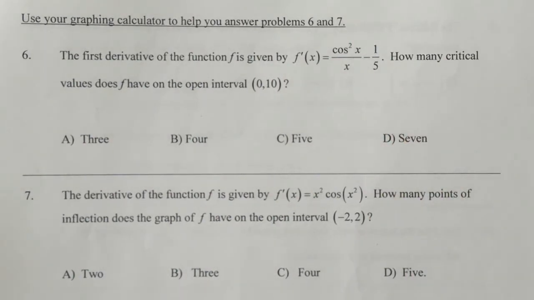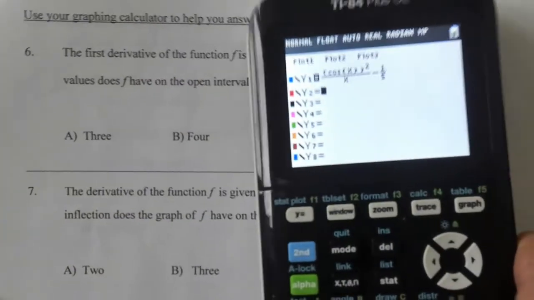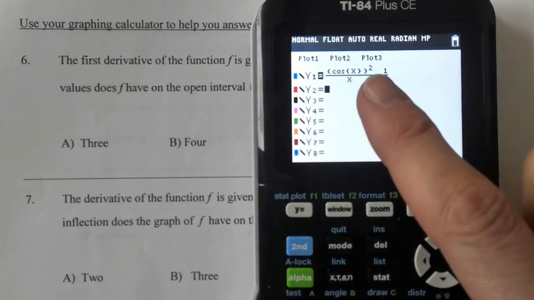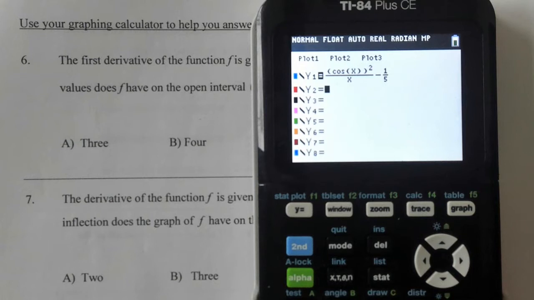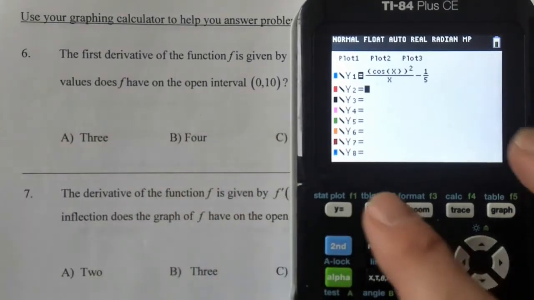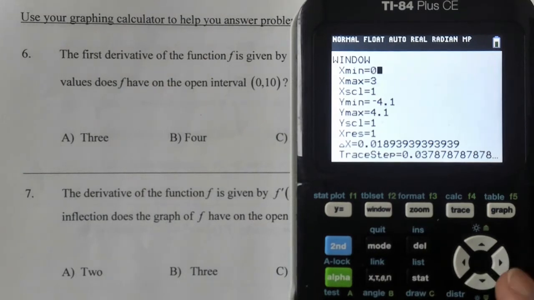So let's bring in the calculator. Okay, and we've placed cosine of x squared over x minus 1/5 into our y1. Now we're interested in the domain of 0 to 10. So we're going to hit the window button, 0 and 10 as our x-min and max. And we're interested in when the function touches the x-axis.